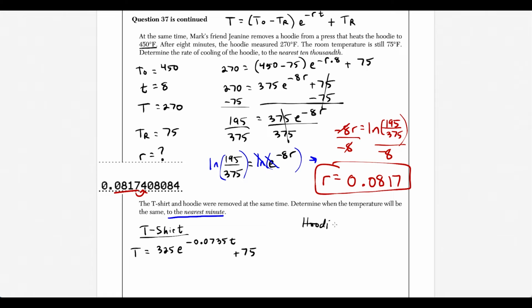So for our hoodie formula, we're going to have T equals, and remember, we got to this step here where we actually had to solve for R. But if we write the full formula out, remember, T naught was 450 minus T sub R was 75. So that would give us 375 e to the negative R, and R was 0.0817, lowercase t gets tacked on, and then plus the temperature of the room was 75.